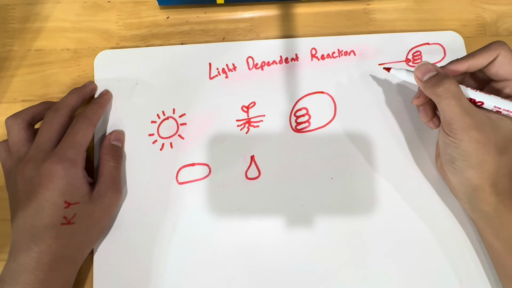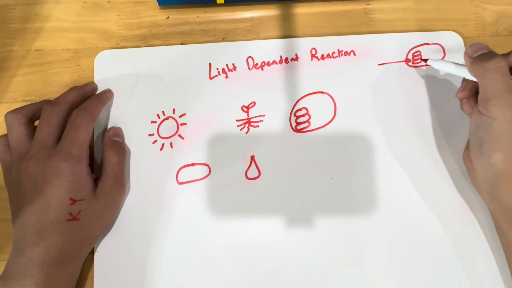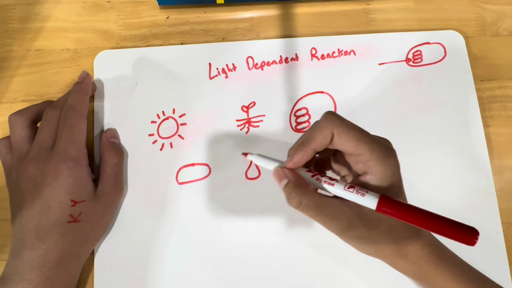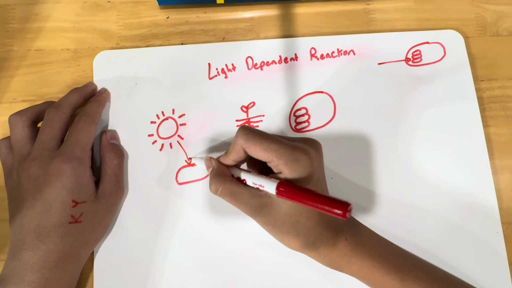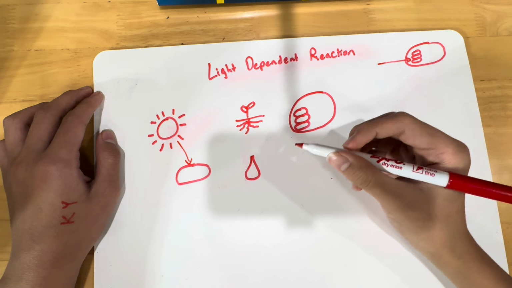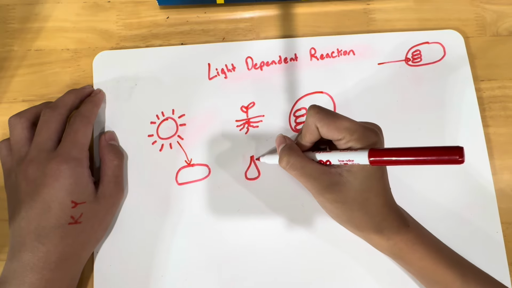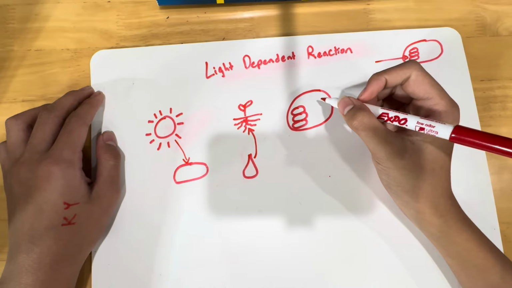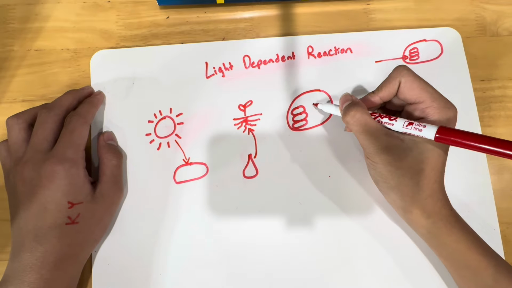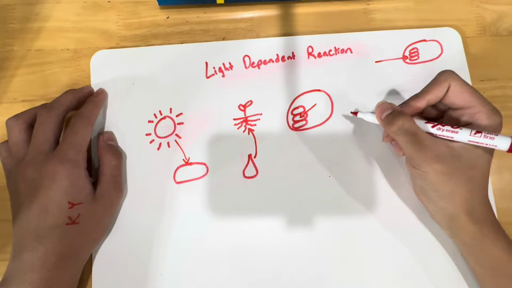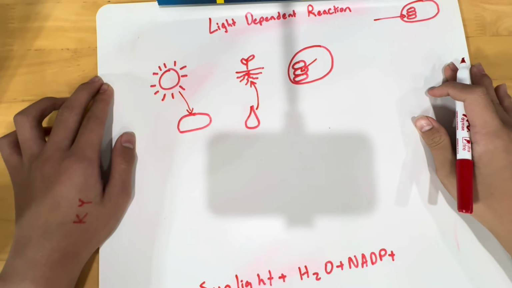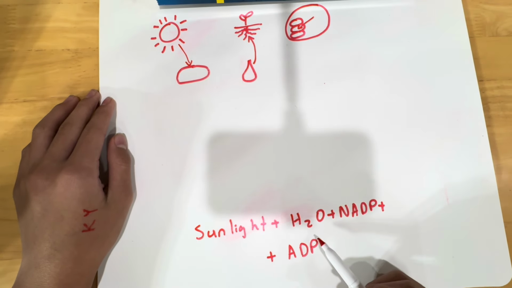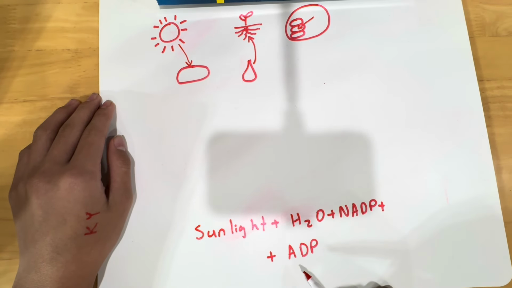The first reaction is the light-dependent reaction. It occurs in the thylakoids. For the light-dependent reaction, sunlight is absorbed by the thylakoid membrane, which contains chlorophyll. Water is absorbed by the roots of the plants via osmosis. Furthermore, ADP and NADP+ are taken from the stroma of the chloroplast. In total, the inputs for the light-dependent reaction are sunlight, water, NADP+, and ADP.